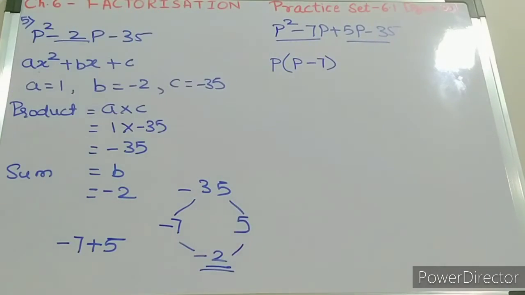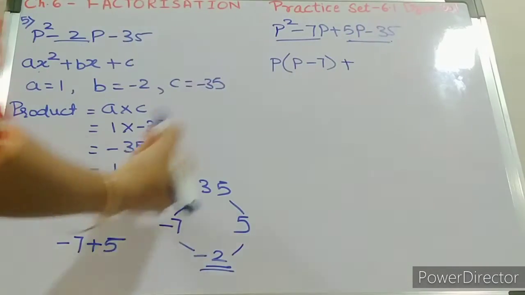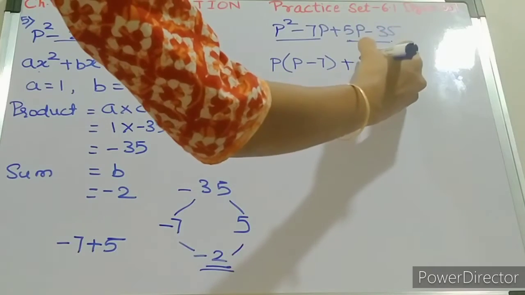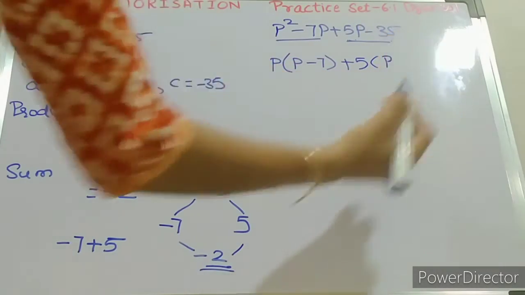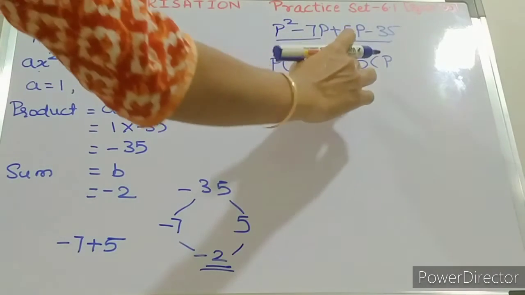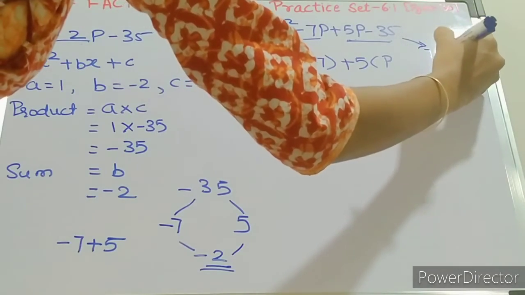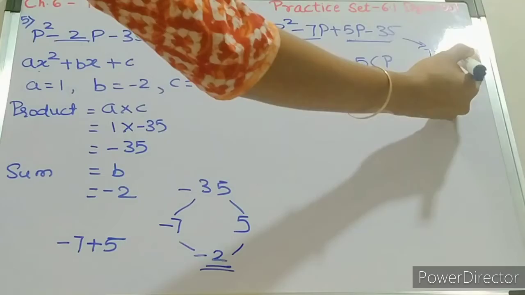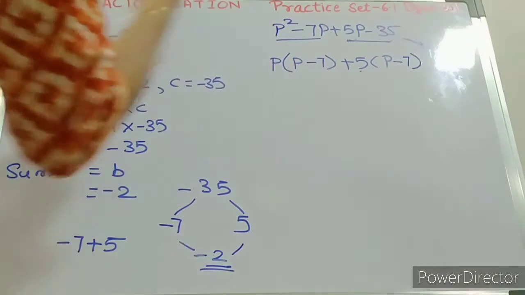With minus 7. Okay. Next is plus. From these two terms, if I take 5 as a common factor, from this p is remaining, and instead of minus 35 we can write minus 5 into 7, right? So if I remove 5, instead of 35 I can write 7 into 5. So 5 is common, and remaining is minus 7.